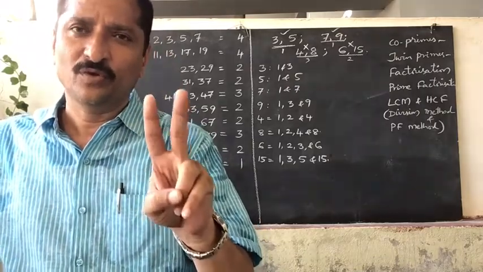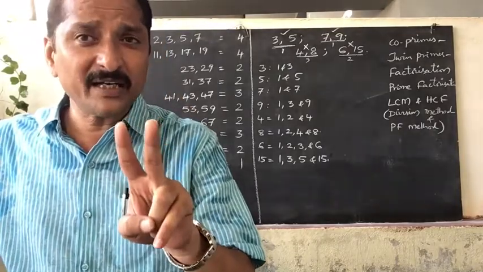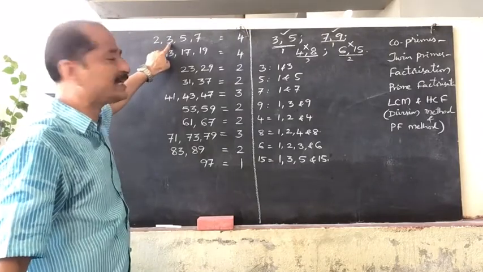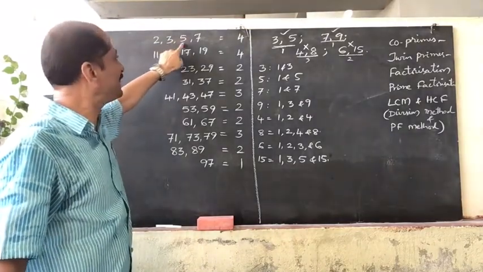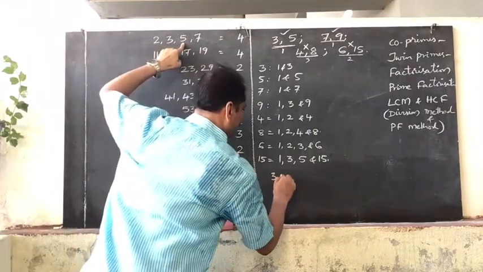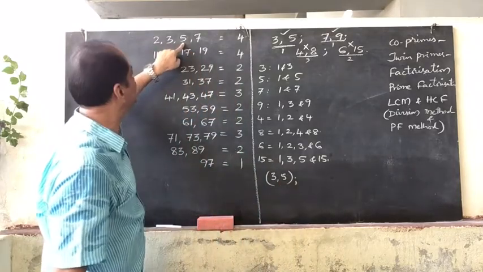Only 2 primes, and the difference must be 2. Observe carefully. Here 2, 3: what is the difference of 2 and 3? 1. Then 3 and 5: the difference of 3 and 5 is 2. So 3 and 5 is a pair of twin primes.